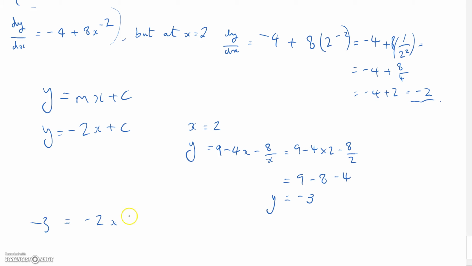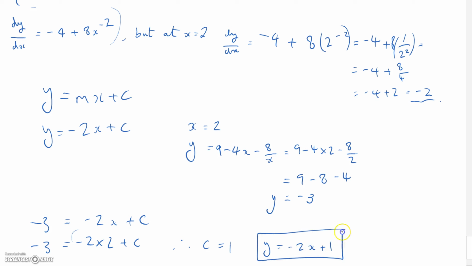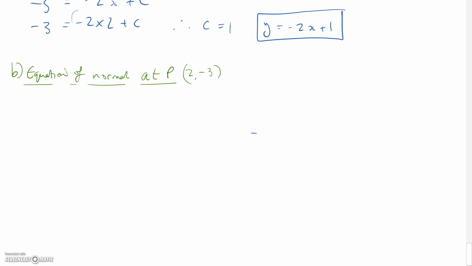So we got that, and your x value is 2, so you got -2 times 2 plus c. So therefore c is equal to, that's -4, chuck it to the other side, -3 plus 4 is 1. And finally, you've got what you want, which is -2x plus 1, which is what you were being asked to show. So we've done the tangent, and predictably, we're now being asked for the normal.